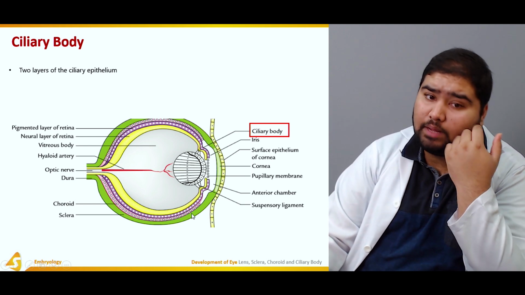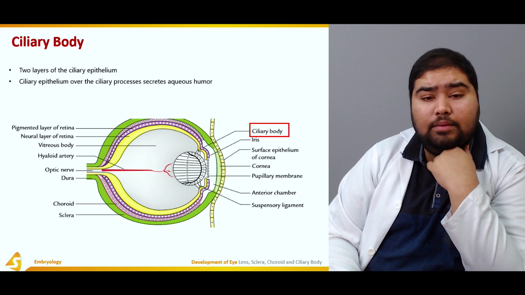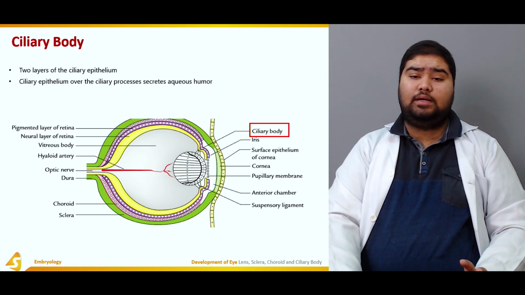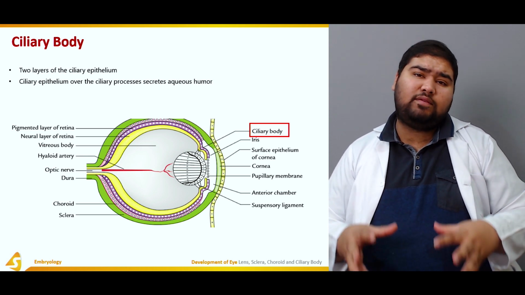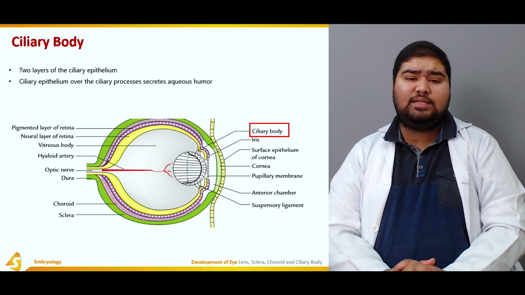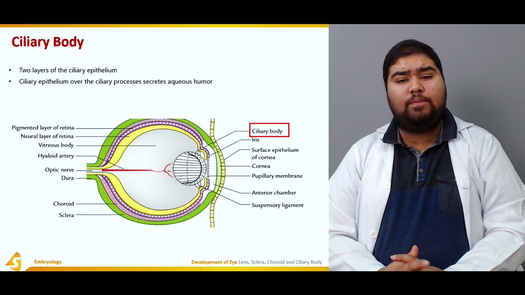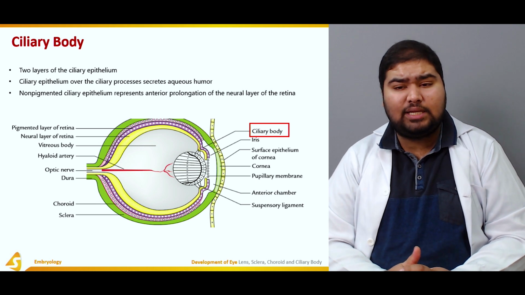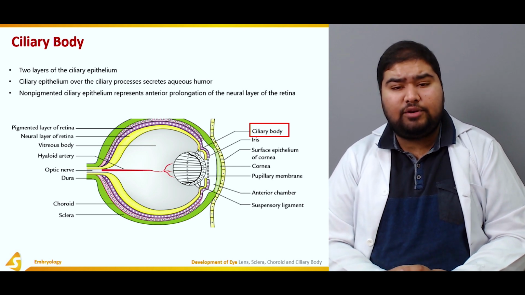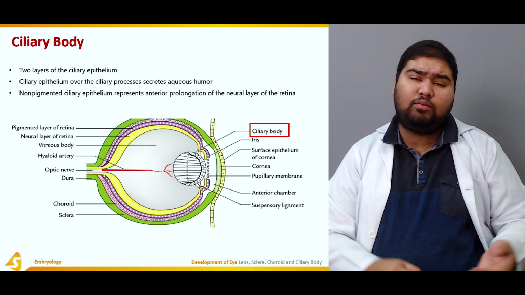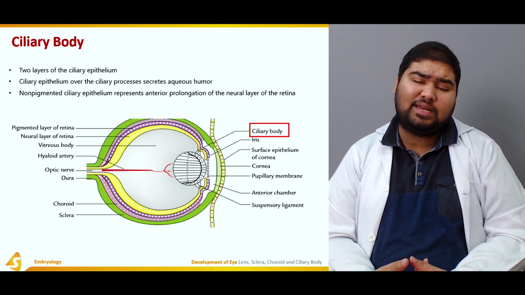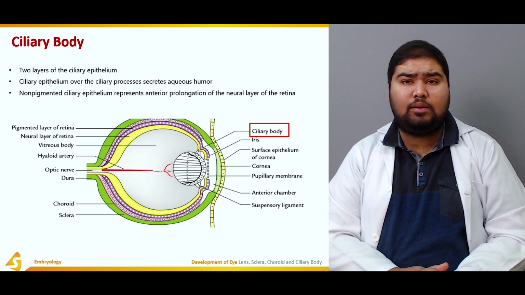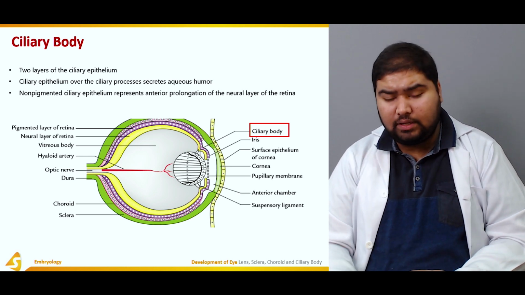So the ciliary body has two layers of ciliary epithelium. The ciliary epithelium over the ciliary process secretes the aqueous humor. Aqueous humor is the fluid that lies in the aqueous chambers. The non-pigmented ciliary epithelium represents the anterior prolongation of the neural layer of the retina.